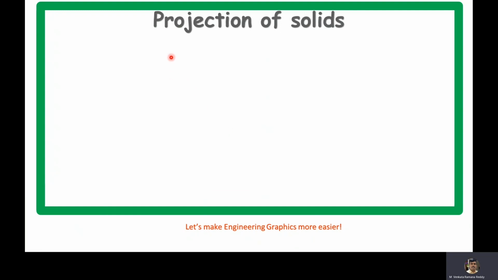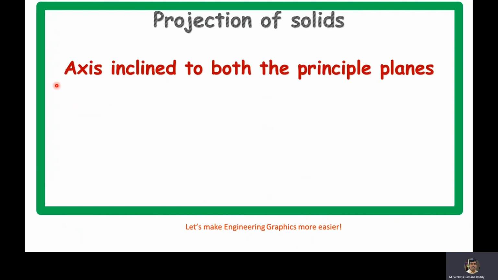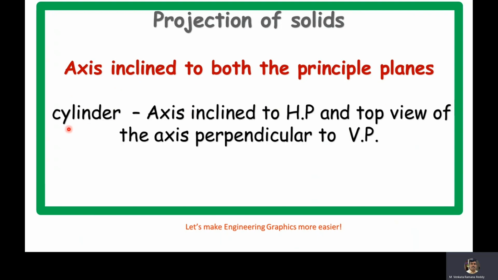Welcome to the discussion on the topic projection of solids. Under this, we are discussing the solids axis inclined to both the principal planes concept. Under this, we are solving a problem on cylinders, axis inclined to HP and top view of the axis perpendicular to VP. This is the fifth problem under this concept. Now we'll move towards the problem.